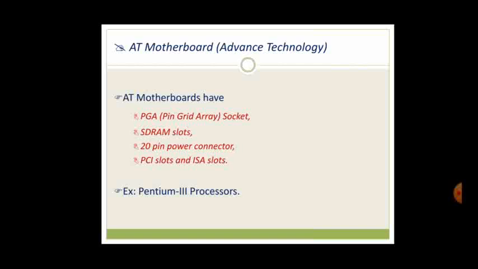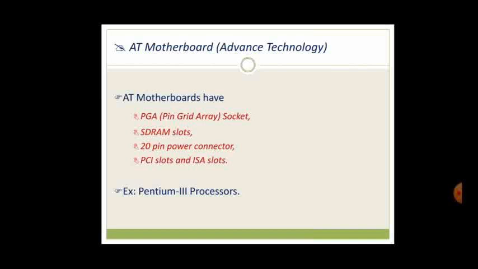Next is 20 pin power connector. In AT motherboard we are using 20 pin power connector, but in the previous motherboard we use 12 pin power connector. Next one is PCI and ISA slot. PCI stands for peripheral component interconnect. So along with the ISA slot in this motherboard, PCI slots are also used. Example for AT motherboard is the Pentium 3 processor. That means the Pentium 3rd generation processors are the example for AT motherboard.